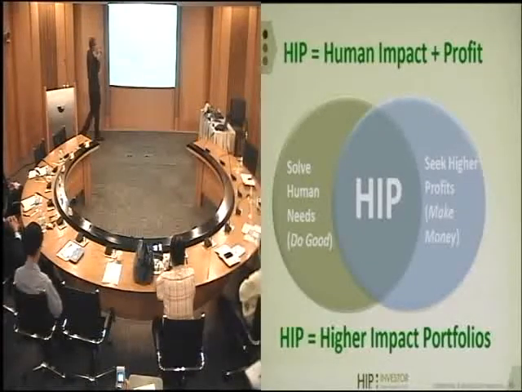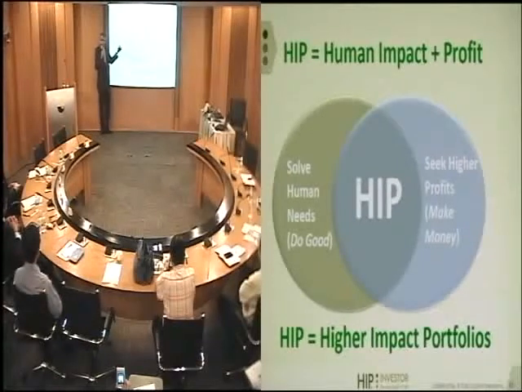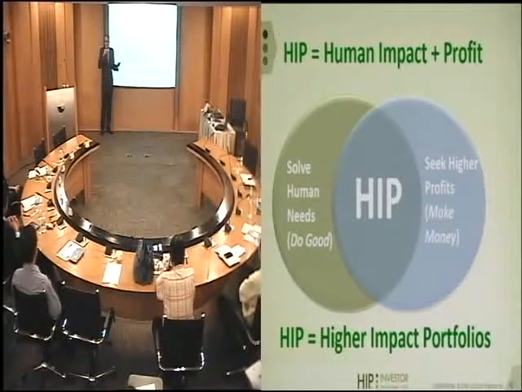So really it's the intersection of solving human needs. This is what motivates us as people. We self-actualize, Maslow's hierarchy of needs. We self-actualize when we help other people and we help ourselves. And if you can build a business engine around that, you sort of have a dream job.